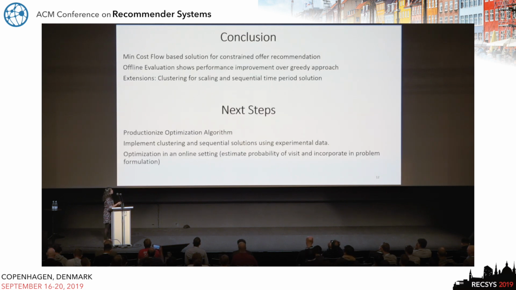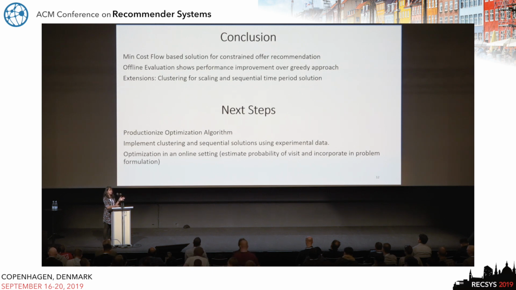So in conclusion, in this paper we present a net-cost flow-based solution of constraint offer recommendation. We show performance improvements over greedy approaches, and we've also shown 2 extensions for this work, for clustering and for sequential time period solution. And the next steps are firstly to productionize the optimization algorithm. Currently we have the greedy methods in production, but we want to also productionize the optimization solution.